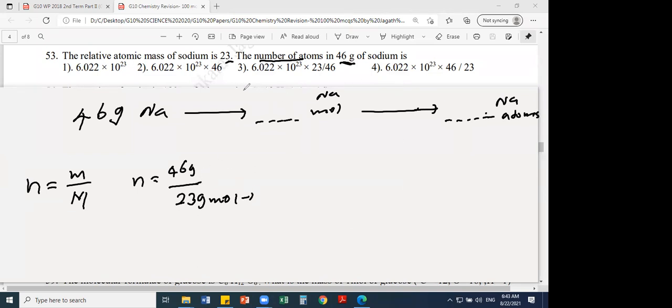Now look at the answers. All the answers they have given, they have not simplified the answer. Therefore, without wasting your time, no need to simplify this. Then I'll write here the answer, 46 divided by 23 moles. That is multiplied by Avogadro constant to get the final answer.